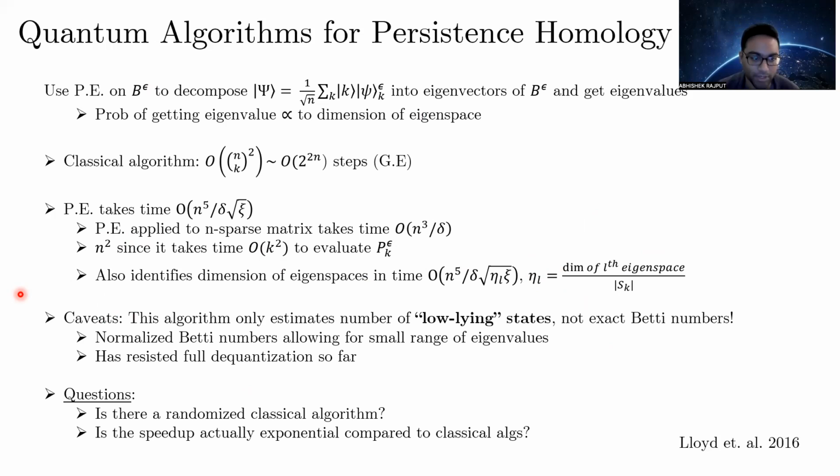So this raises two questions: one, are there randomized classical algorithms, and two, is the speedup actually exponential compared to classical algorithms? So I'll pause here again and ask if there are any questions before I move on to the next part.